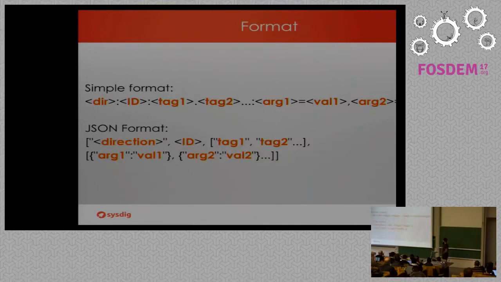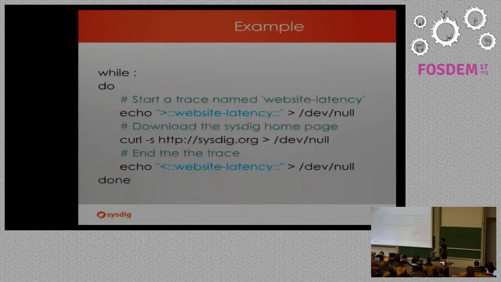When we write to /dev/null, we can do it in two different ways. We can use a very simple format, so parsing is not very complex, where we have a direction, an ID to identify the span, some tagging, and we also have arguments. So in case we want to have function entry arguments and function exit arguments. We can also use JSON format, but the other one is simpler. And I'm going to show you an example.